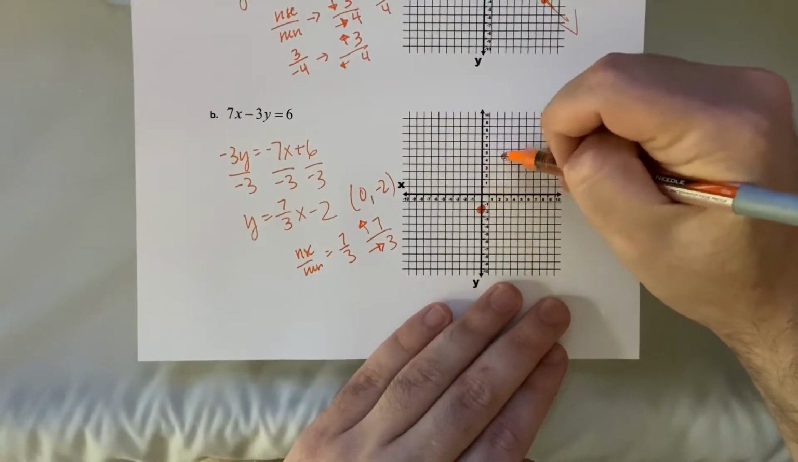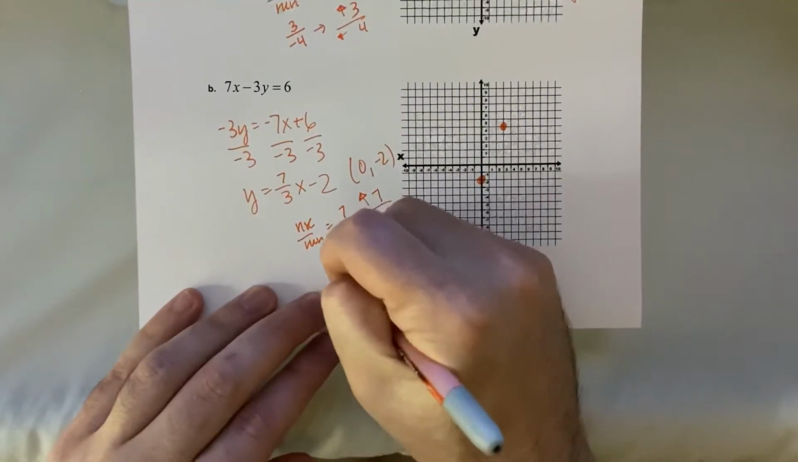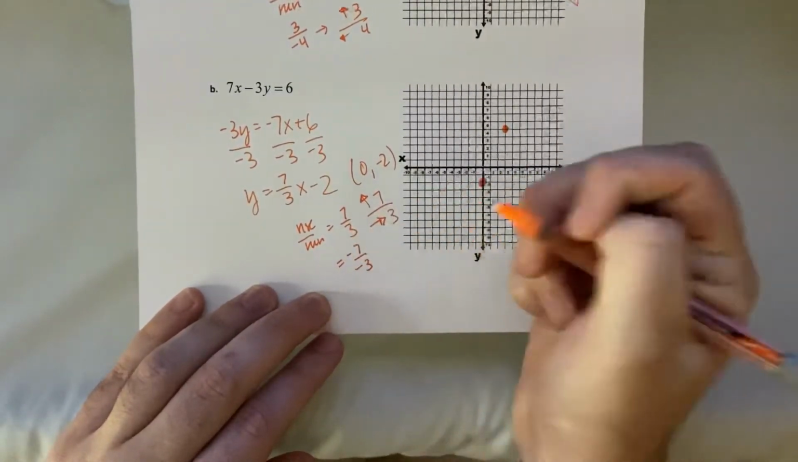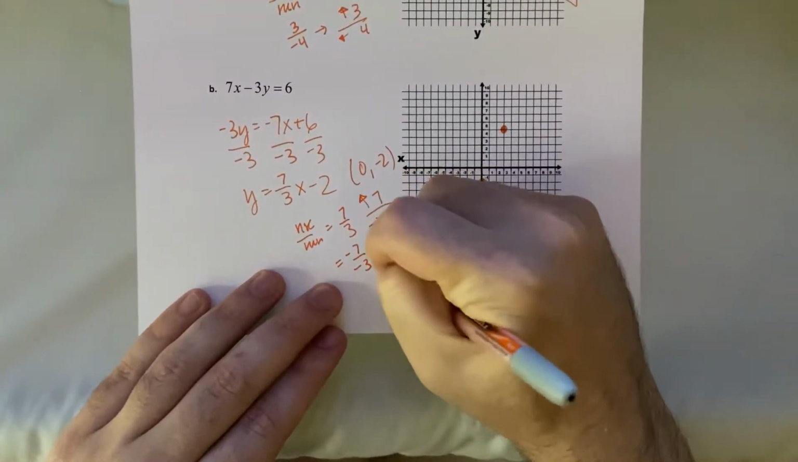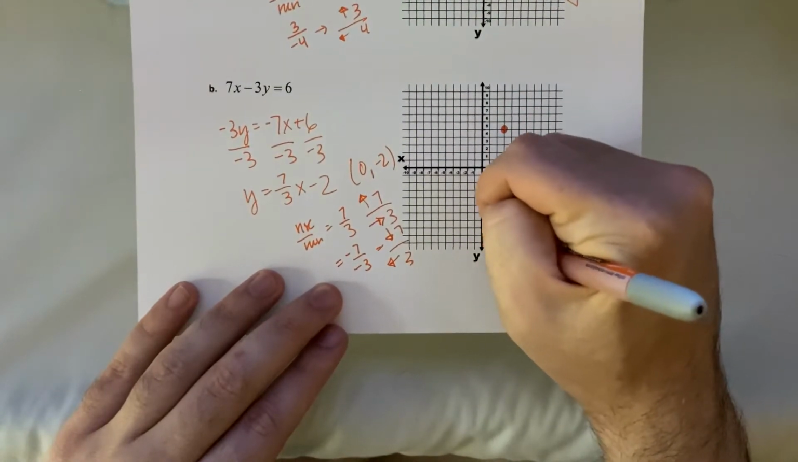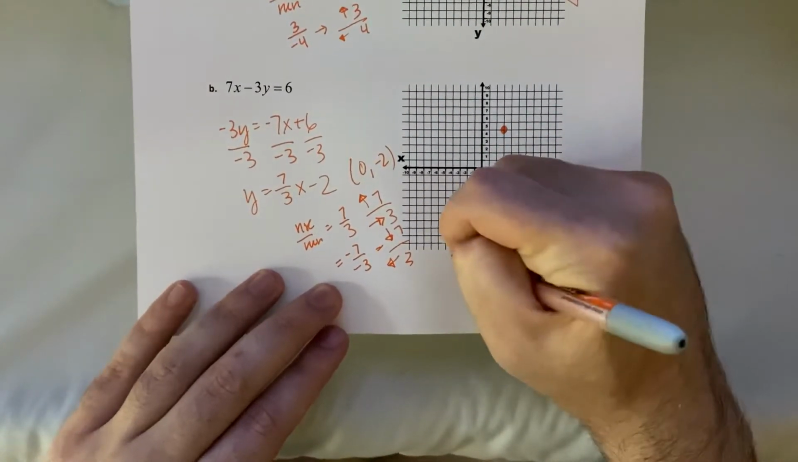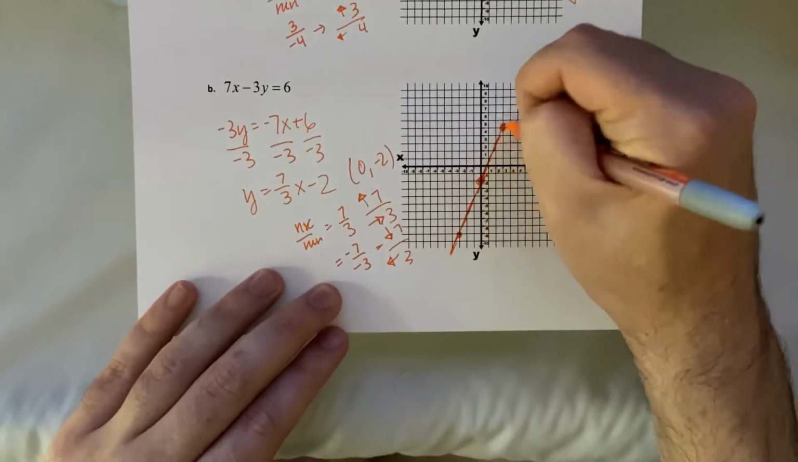Now also, what else is equal to 7 over 3? Negative 7 over negative 3, because negative over negative is positive. So you can also do down 7 and left 3 to get points. 1, 2, 3, 4, 5, 6, 7. 1, 2, 3. Then you play connect the dots, and you've got a line.